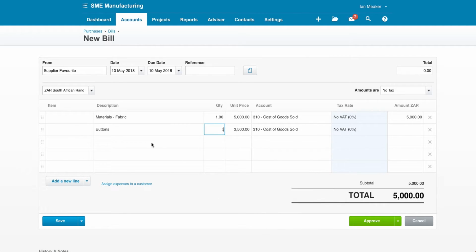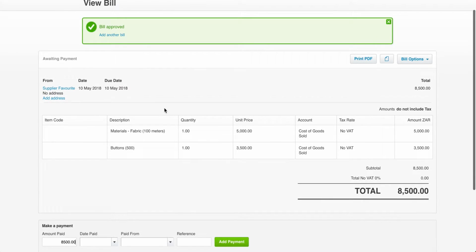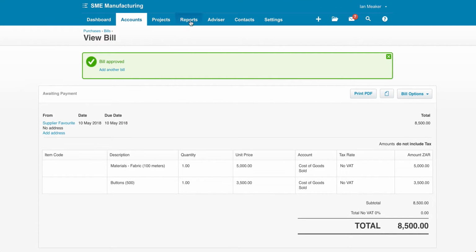So we've bought a high quantity here. The buttons we've ended up purchasing close to 500, and the fabric we've bought 100 square meters. But that's fine. We put it straight to the expense account, we approve that, and that creates a bill in the system. Now we'll pay that bill off and we'll send them an EFT, but for our purposes, what's important here is to understand what's happened to the profit and loss.